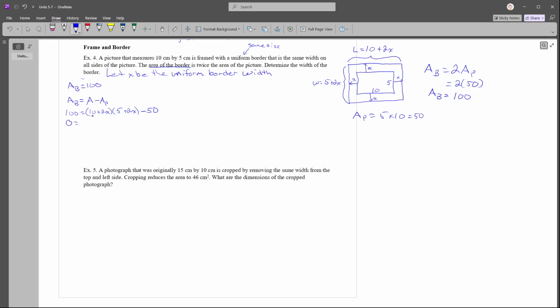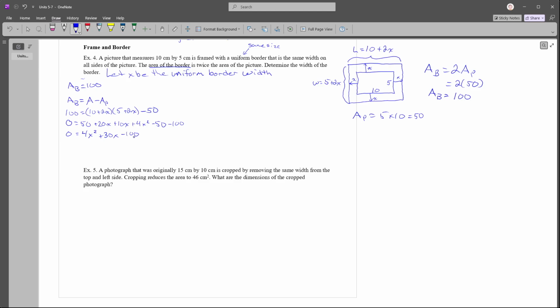Now let's do the work inside. So we have 10 times 5, so that's going to give us 50. We have 10 times 2x, so that's going to give us 20x. Now we have 2x times 5, that's going to give us 10x. And then we have 2x times 2x, that's going to give us 4x squared. Now we have our minus 50, and we have our minus 100 from the other side. Let's bring this all together. So 0 is equal to 4x squared, we've got 30x, and now we have 50 minus 50 minus 100. So that's going to end up with a value of minus 100.